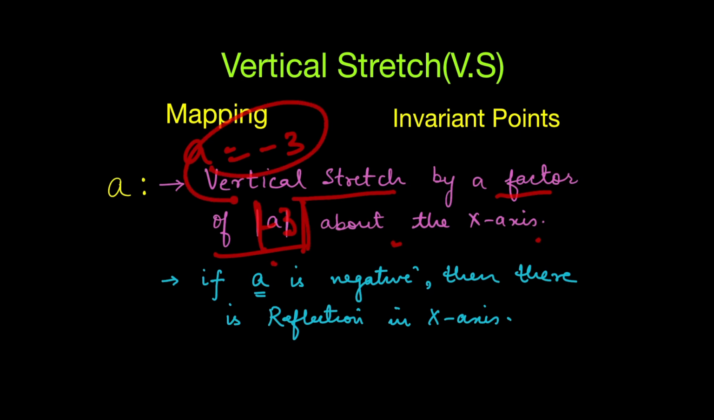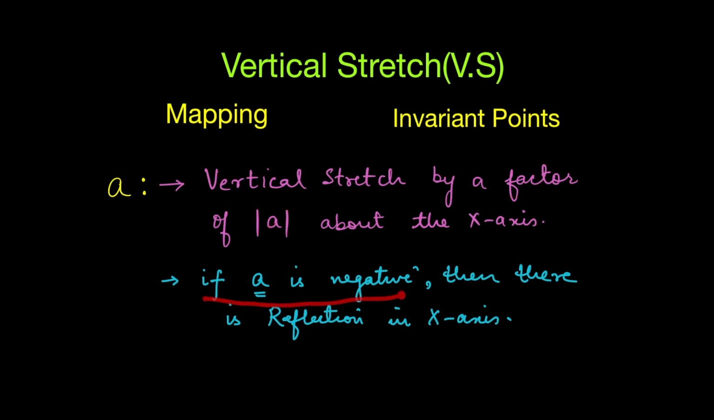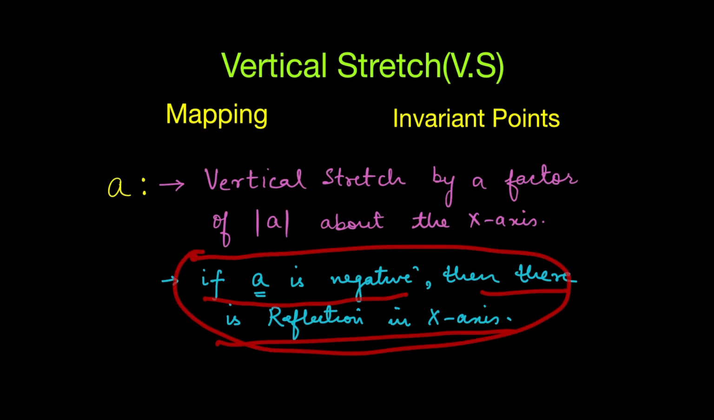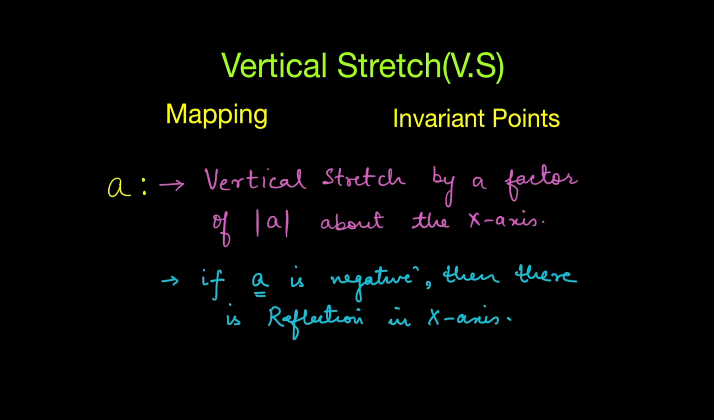And since a is negative, if a is negative, then there is also a reflection in the x-axis. This is the additional statement which should be written if your a value is negative. If a is positive, then you can ignore it, no need to write this.